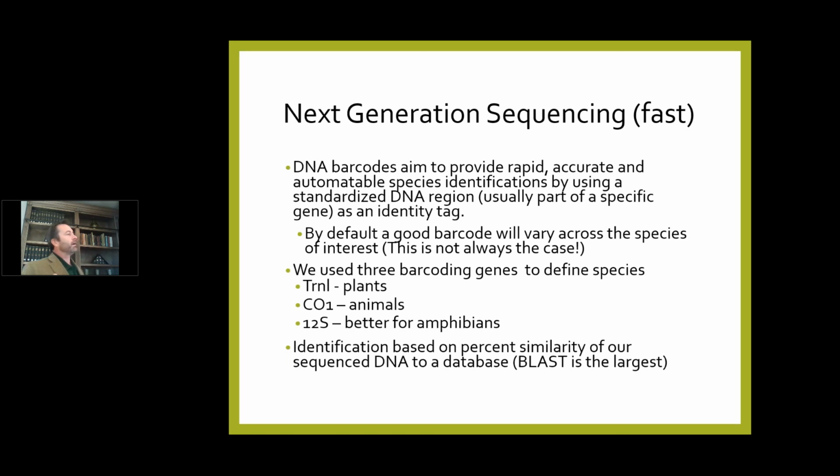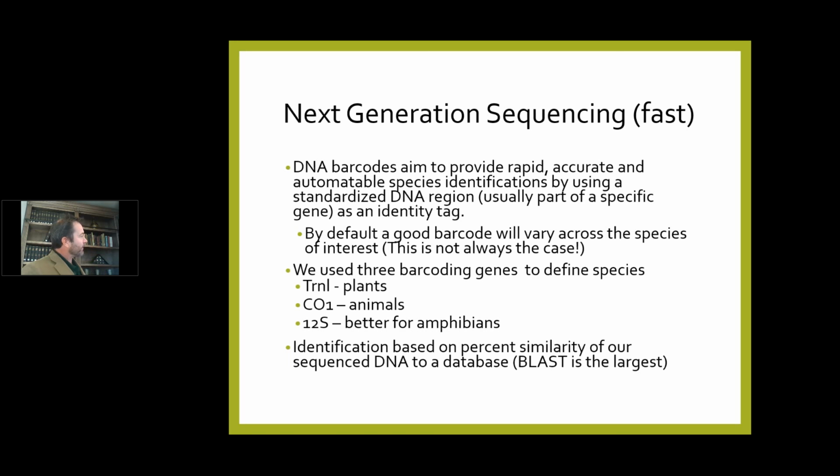So a good barcode has to be highly variable, all right? And it's variable and specific to a species. And the bit in brackets is this is not always the case. It's actually quite true. So sometimes it's really good at defining some species, and sometimes it's not. Anyway, I wanted you to know that because it's really important if you ever read stuff about genetics. So we use 3 barcoding genes really for that purpose. So we use one that's known as trnL for plants, and we use one for CO1 for most animals, and then we use one for 12S because it's better for amphibians, okay? Because the CO1 doesn't do very well on identifying amphibians.